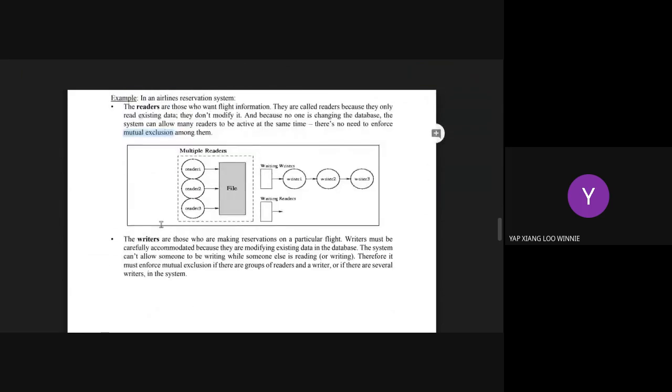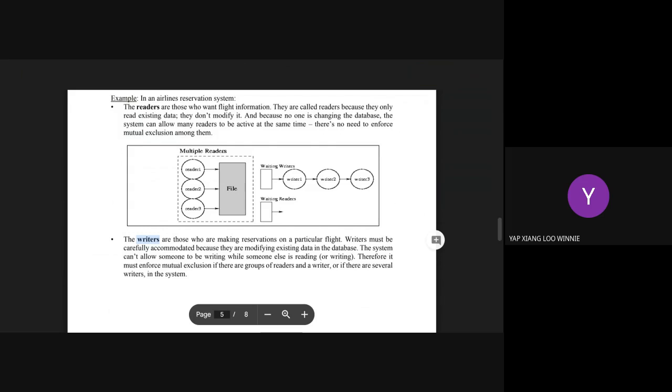So we have people who book the flight or make changes to the data, we call them writers. Writers are those that are going to make reservations on the flight. So if you imagine a reader and writer happening together, do you need mutual exclusion or not? Yes. Okay. If you don't apply mutual exclusion, what will happen?